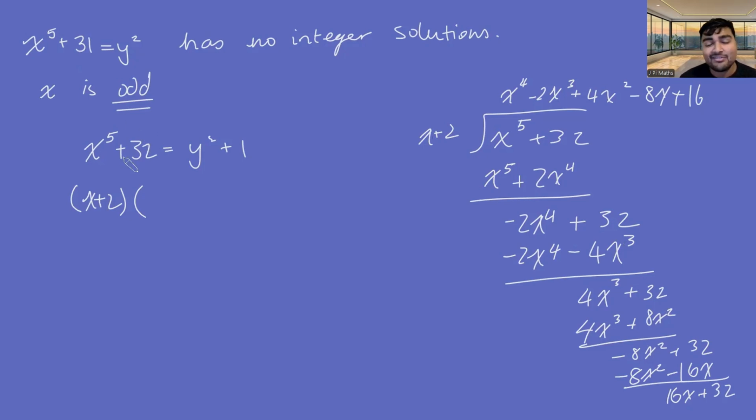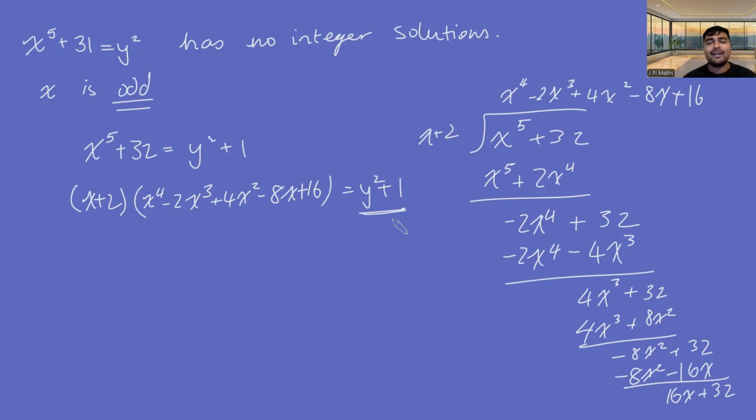Great, so x^5 + 32 is simply (x + 2) times (x^4 - 2x^3 + 4x^2 - 8x + 16), and this equals y^2 + 1. Okay, this is all good and well. Now, where do we go from here?